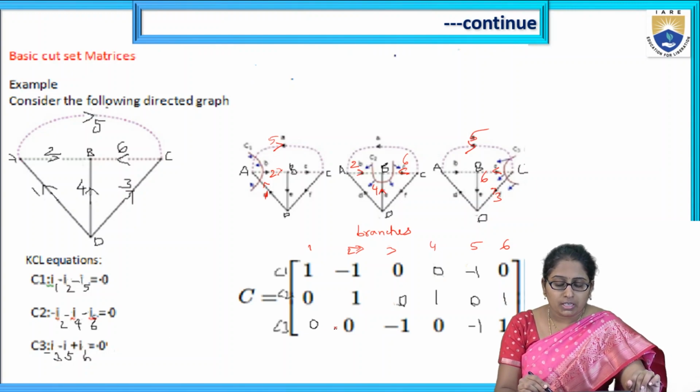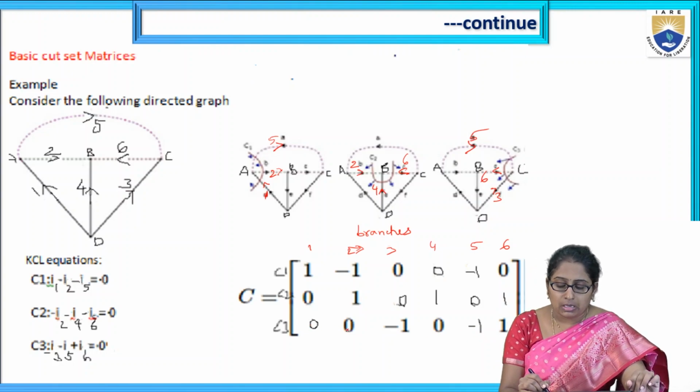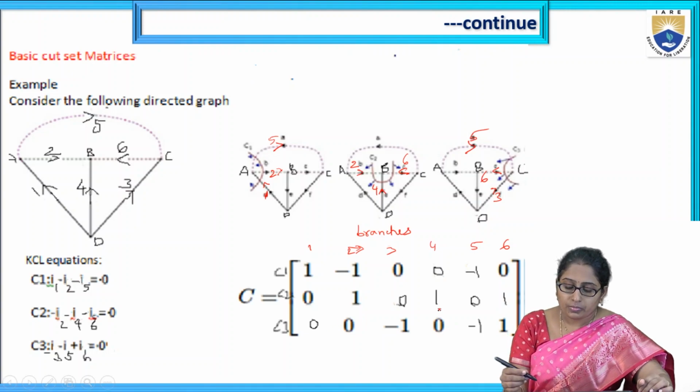So put that in the matrix. For C3, third row, we have I3 term minus 1. And then I5 minus 1, under branch 5 minus 1 and branch 6 plus 1, based on the equation. Remaining values are zeros. Okay, so this is how the cut set matrix is written.